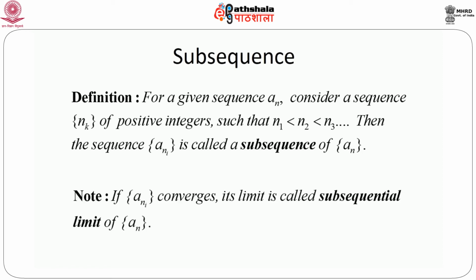Just a note: if we see that a subsequence of a_n, like a_{n_i}, converges, then its limit is called a subsequential limit of a_n. So the natural question will arise: is there any relation between the limit of a subsequence of a sequence and the limit of the sequence, if it exists? Or is it possible that we can have a few subsequential limits, but can we say immediately that a_n converges or not? These kinds of questions we will answer now.